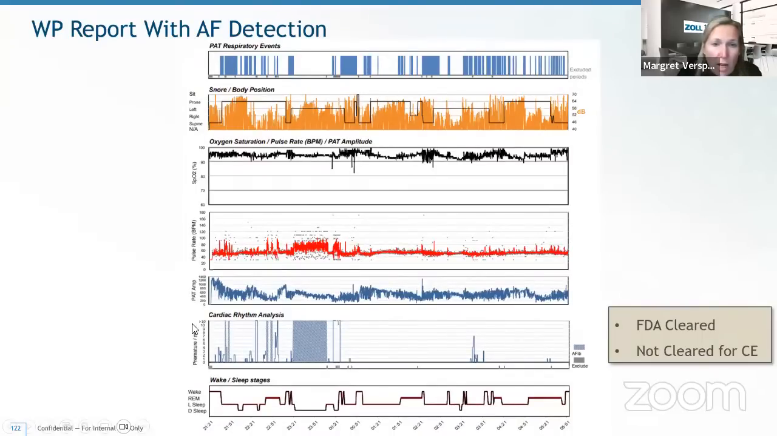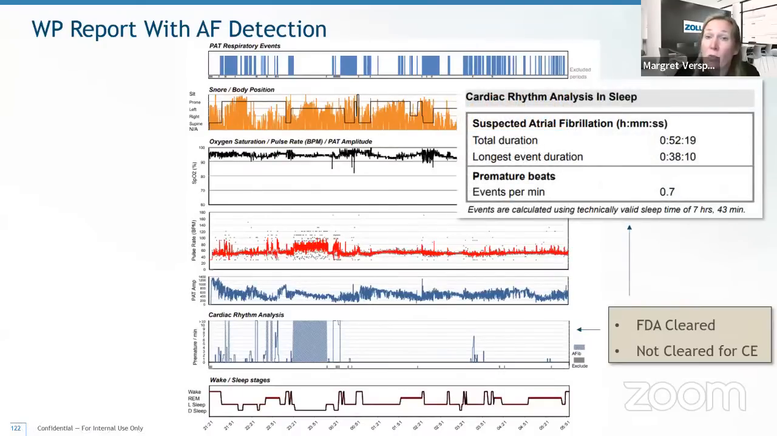In the beginning of the night, there are actually quite a lot of premature beats and some short periods of atrial fibrillation. Here is a period of paroxysmal atrial fibrillation. And actually, after this period, we can see there are much fewer arrhythmias, premature beats, or periods of atrial fibrillation.